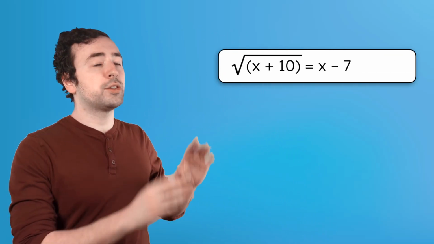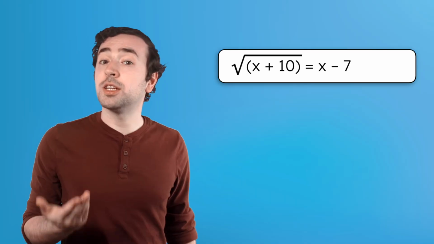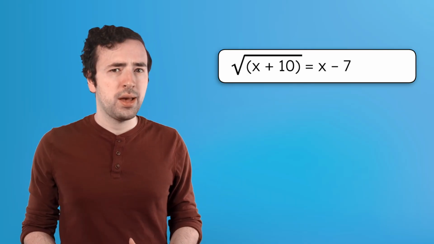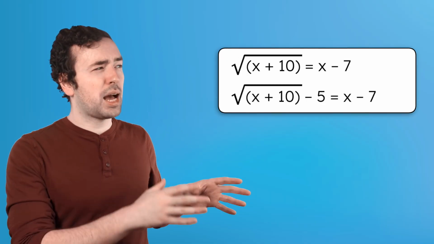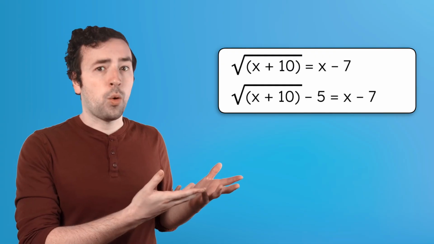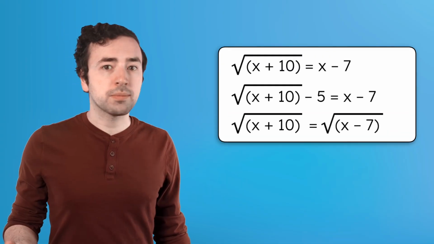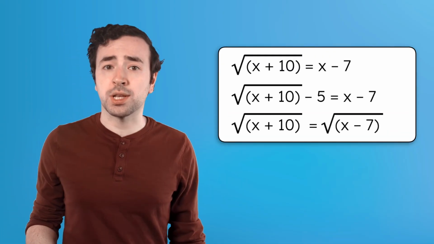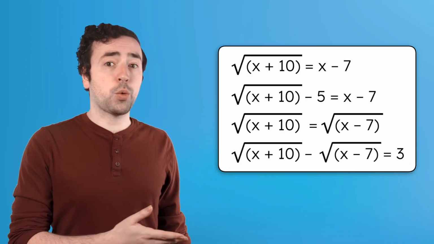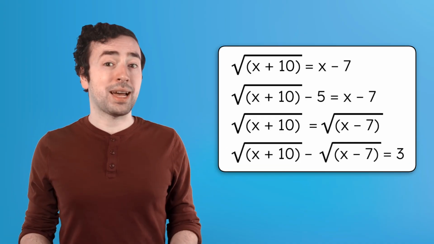Hey, welcome back. In our last lesson, you solved radical equations like this one and identified true and extraneous solutions. But what if there's a constant outside the radical, like this? Or what if there are multiple radicals, like this equation with 2 square roots on opposite sides? Or this equation with 2 square roots on the same side?